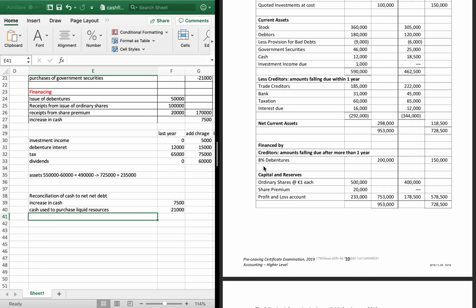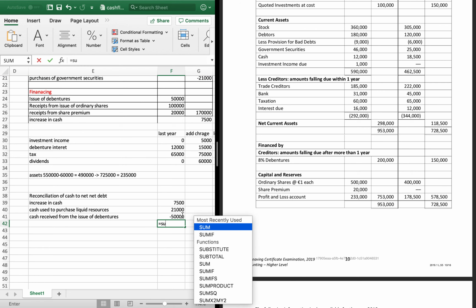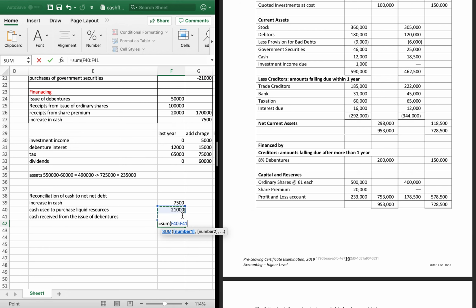So our next one, cash received from the issue of debentures. So our debentures have gone up, so that's going to be a minus because our debt is going up. If we take debt that we owe as a minus, and debt that's owed to us as a plus, that's what it looks like. So our change in net debt is 21,500.